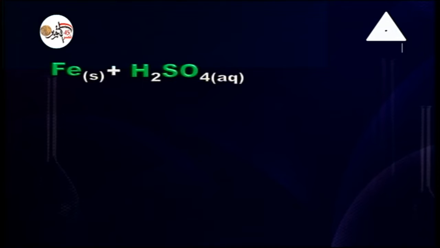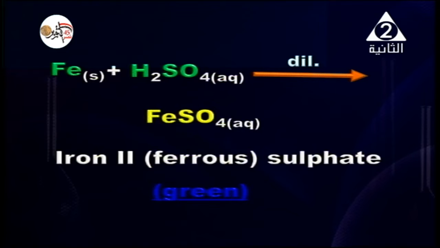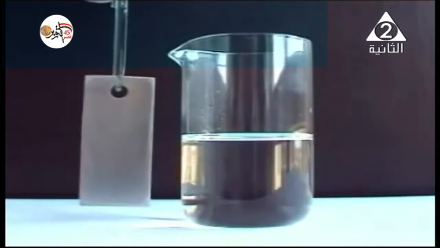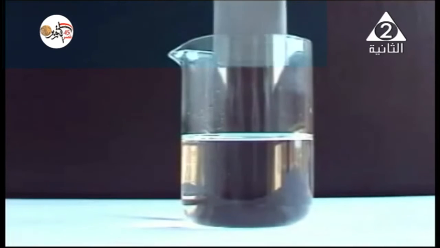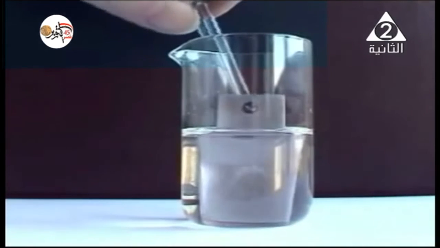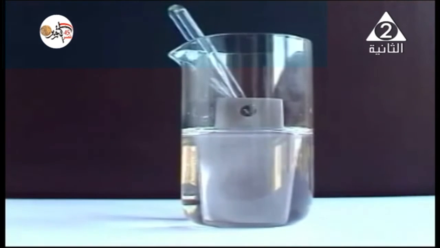The reaction of iron with dilute sulfuric acid also gives an iron 2 salt, iron 2 sulfate, and releases hydrogen gas. As the reaction proceeds on the screen, we form iron 2 sulfate as the following animation shows. As shown on the screen, we bring a piece of iron and put it in dilute sulfuric acid. We observe that bubbles of hydrogen gas are produced and the iron changes into iron 2 sulfate.